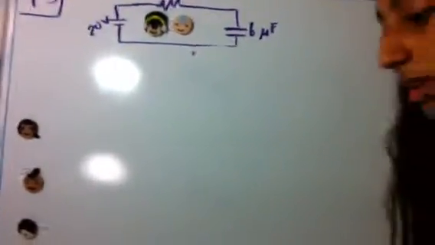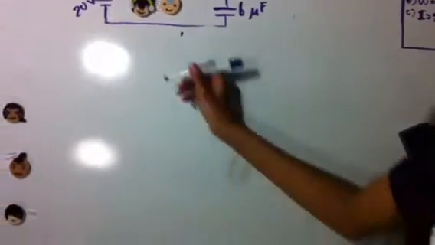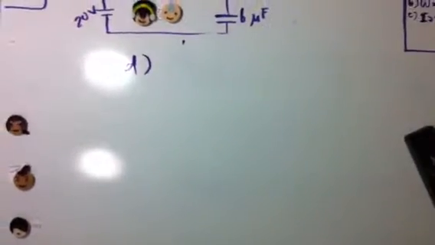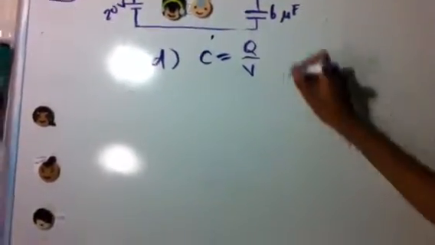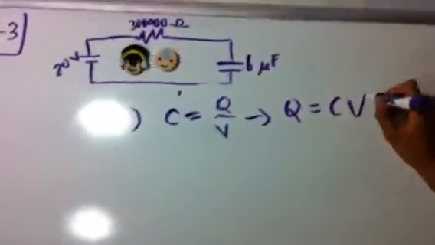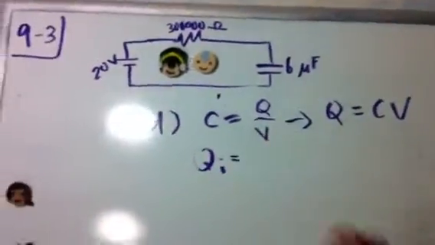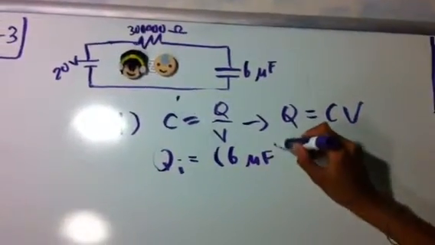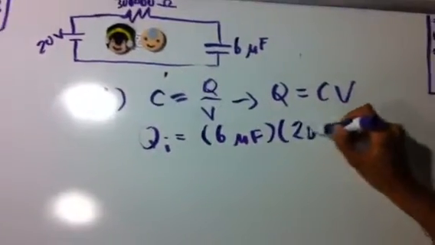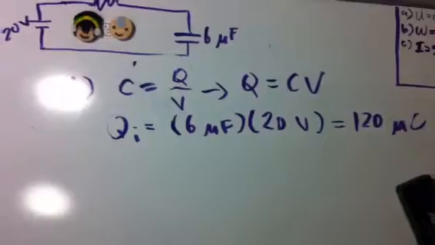Okay, part D, determine the total charge that is passed through the battery. Alright, so this is pretty simple. The total charge of a battery, well, C is equal to Q over V, which means that Q is equal to CV. So now let's find the initial charge in this circuit. So we got 6 microfarads times the initial voltage value, which is 20V. And that is 120 microcoulombs.